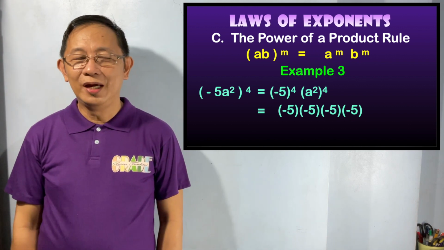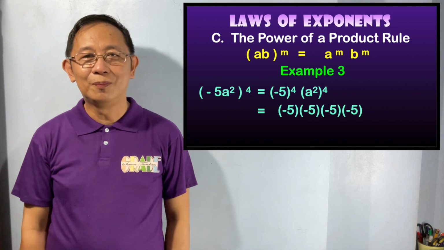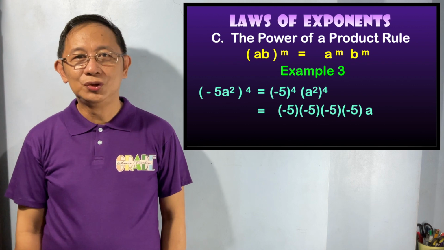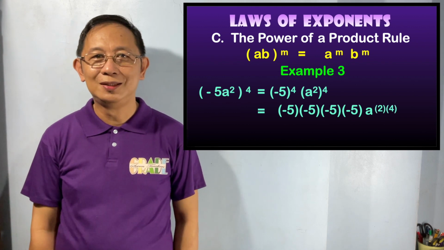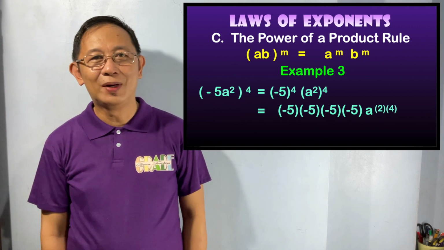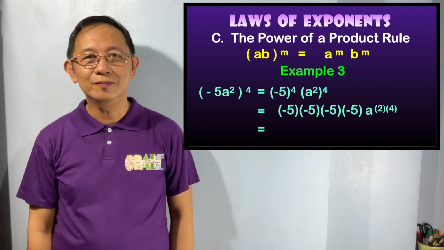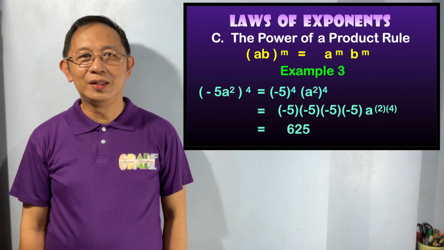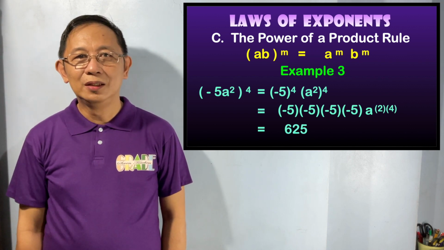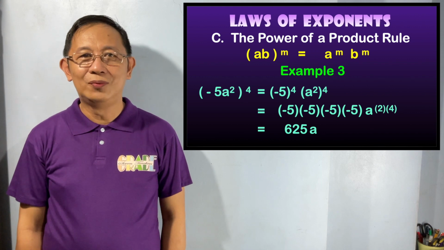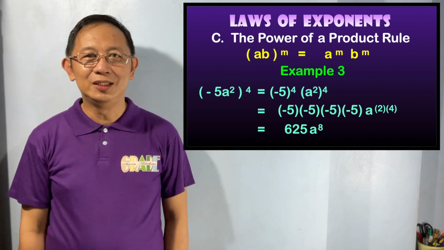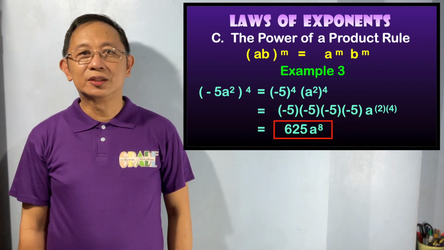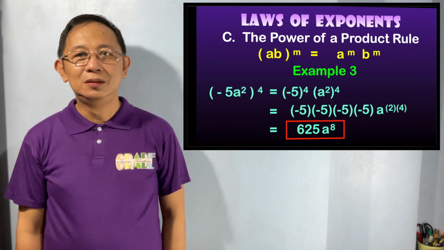And a squared to the fourth power, applying the power rule, is equal to a raised to the 2 times 4 power. And simplify, this is equal to 625 a to the 8th power. This is the final answer. Example number 4.